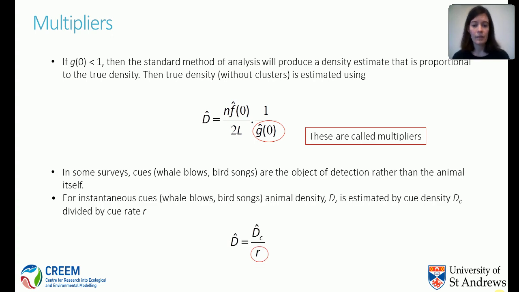In some surveys, cues might be the object of detection rather than the animal itself. You could think about whale blows or bird song. In that case, for these cues, animal density is estimated by first taking the cue density and dividing by some cue rate. In the density estimator below, you can see that the density of cues is divided by the cue rate, r, to give us the density of animals. And that r, the cue rate, is another form of multiplier.